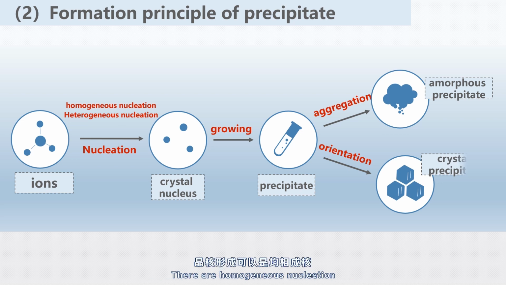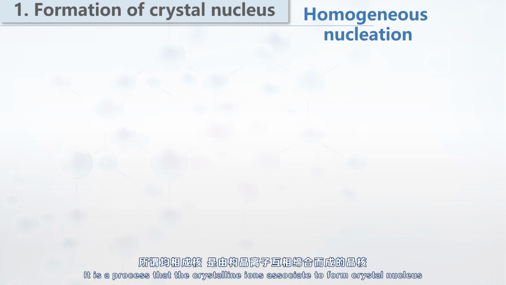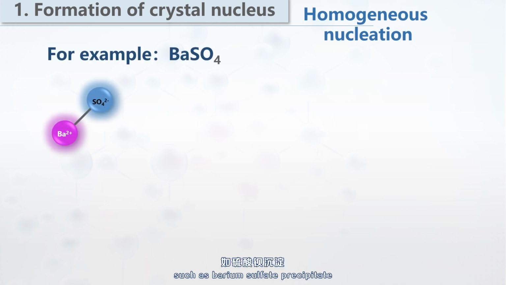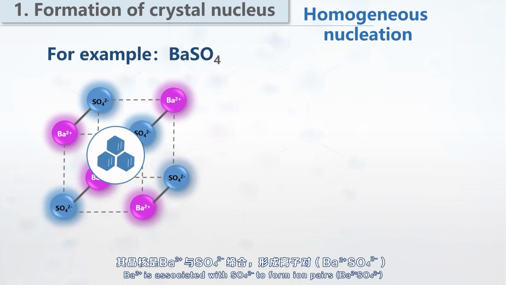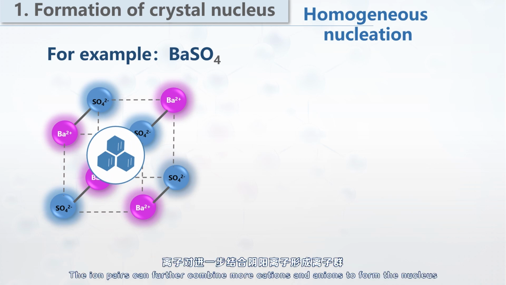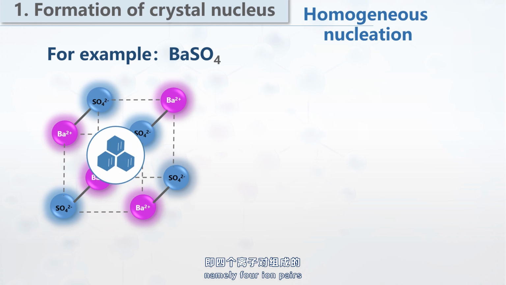There are homogeneous nucleation and heterogeneous nucleation. Let's first discuss the homogeneous nucleation. It is a process in which the crystalline ions associate to form crystal nucleus, such as barium sulfate precipitate. Barium ion is associated with sulfate to form ion pairs. The ion pairs can further combine more cations and anions to form the nucleus. A barium sulfate crystal nucleus is constructed by 8 ions, namely 4 ion pairs.